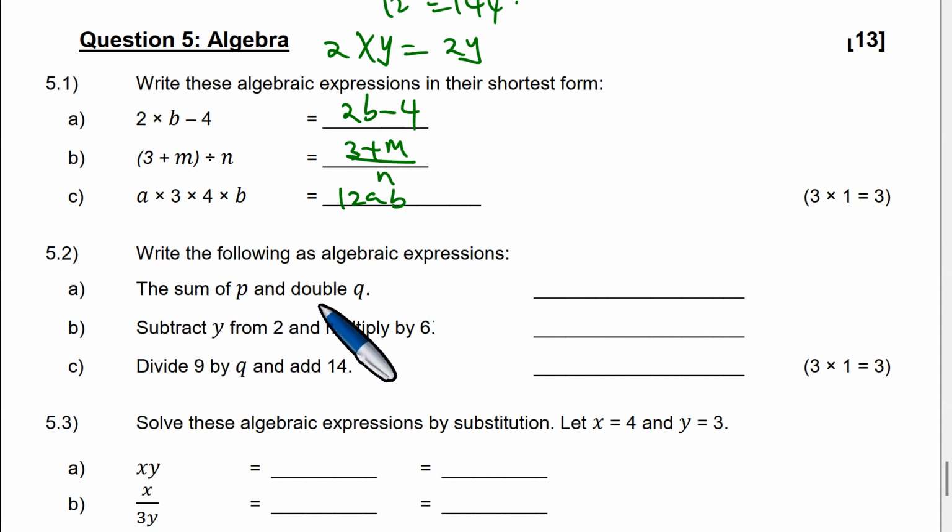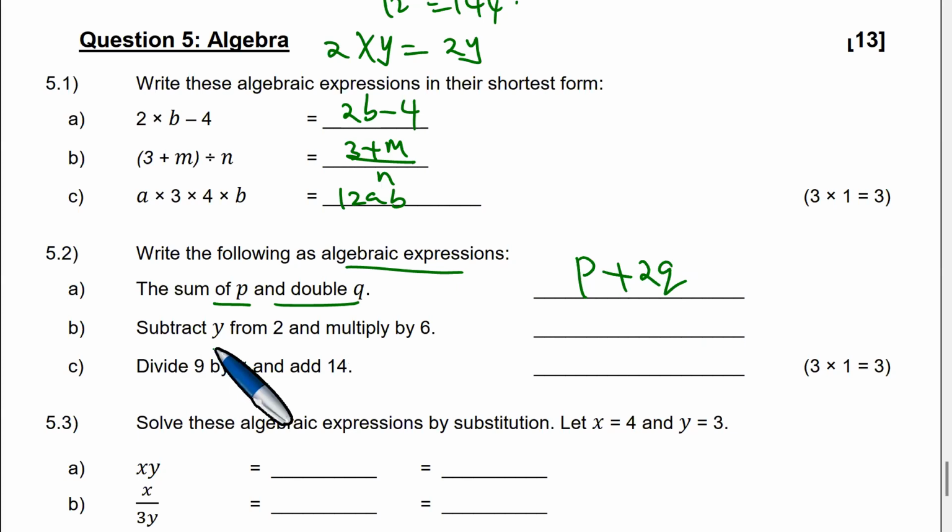Write the following as algebraic expressions. The sum of p and double q. What's the answer? So p plus q. Please come again. p plus q. The sum of p and double q. How do you write it as an algebraic expression? So p plus q... p plus qq.